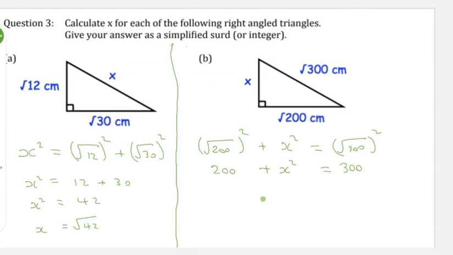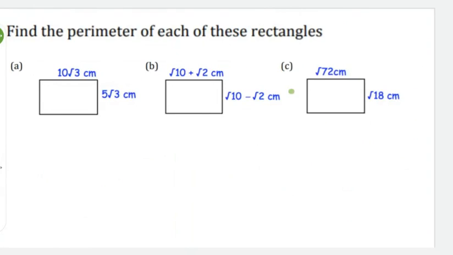And then I did 300 minus 200, which was x squared equals 100, and then I did the square root of 100 is x. Which is 10. Nice. Okay, so warming up a little bit more.